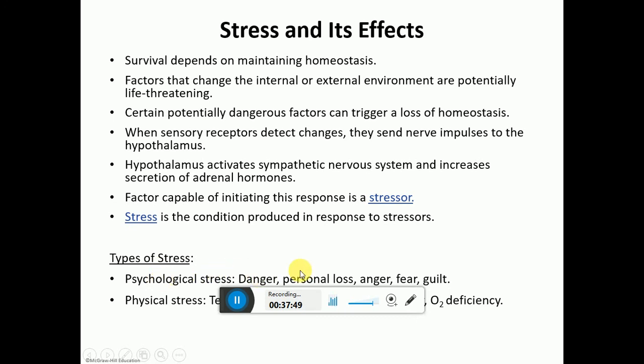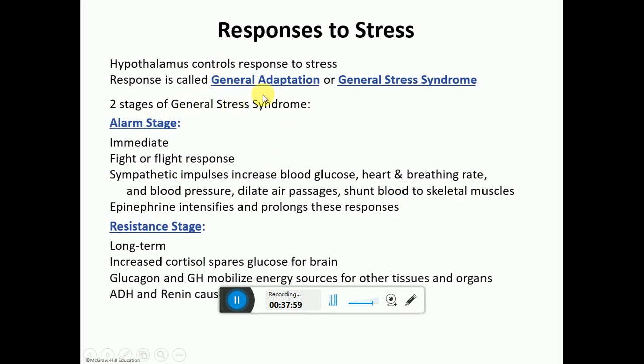Different kinds of stresses that we go through include psychological stress. As you can see here: danger, personal loss, anger, fear, and guilt. Physical stress means exercise, for example. So like we said, the hypothalamus controls our response to stress. There's a general adaptation or general stress syndrome where there is an alarm stage, or acute stage, and that would lead to the epinephrine and norepinephrine release. These are usually temporary, so there's an increase in heart rate, a temporary increase in blood pressure, an increase in your breathing rate, and shunting of blood to the skeletal muscles to help with that stressful condition.